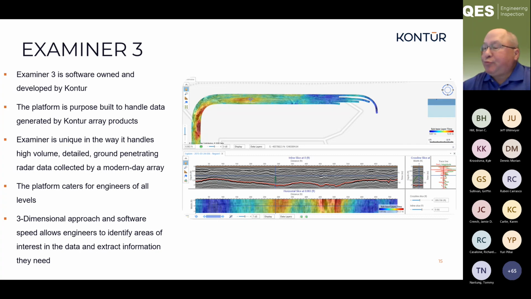And that really brings us to the software, because the software is the key. We have a system that collects a lot of data, as Mike was saying.